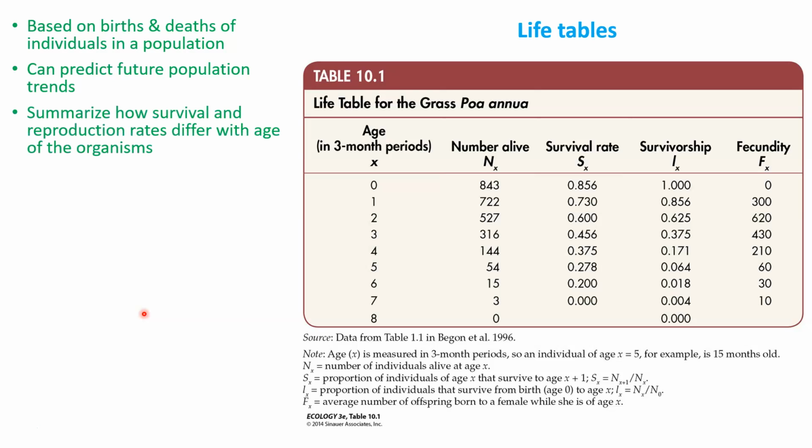The life table provides a summary of how survival rates and reproductive rates differ among different age classes of a particular species. Now, speaking of which, life tables are constructed for a particular population, so it only reflects survival and reproductive rates of a particular species, right? In fact, just one single population, right? We do not construct life tables for different species.